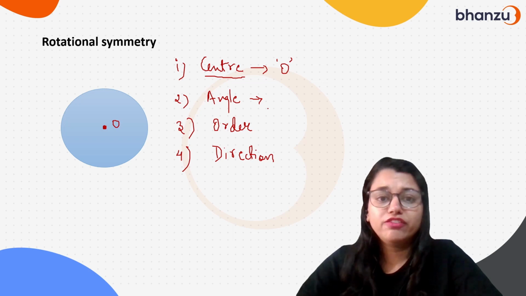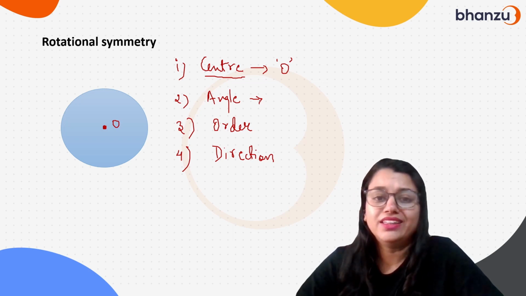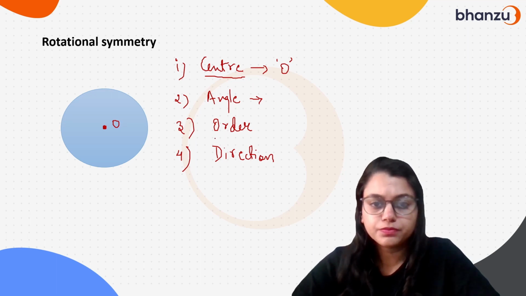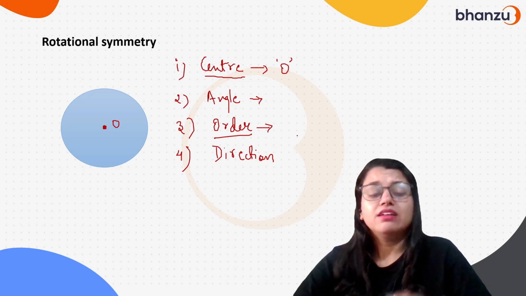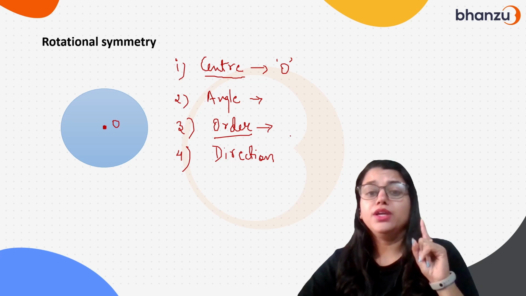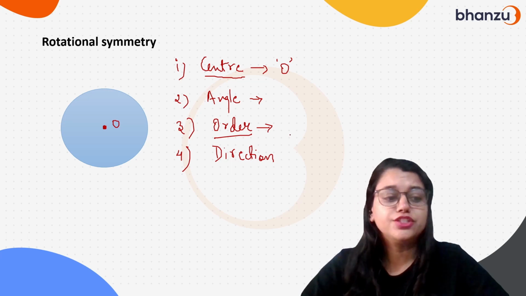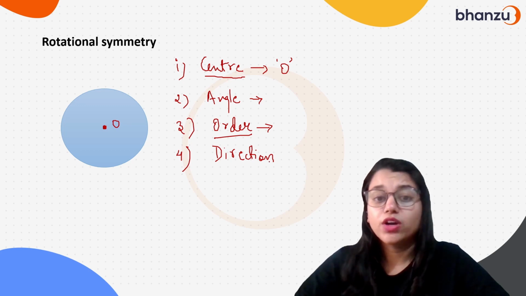Now, what is the angle of rotation? It is the turning angle with which we are rotating the shape. So that is known as the angle of rotation. Now, what do you mean by the order of rotation? It is the number of times the shape appears to be same during one rotation is known as your order of rotation.